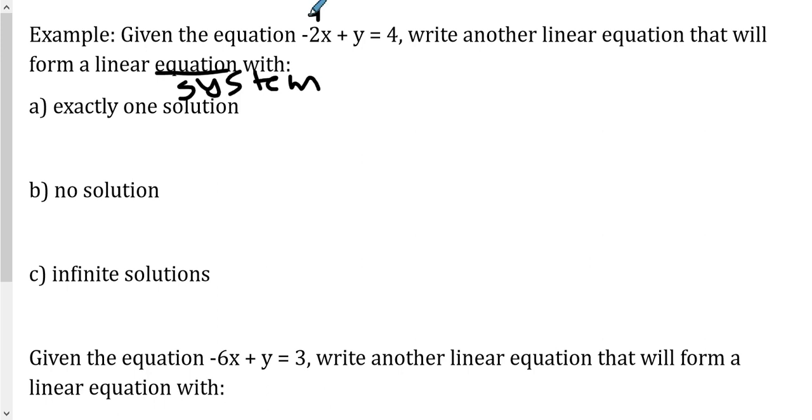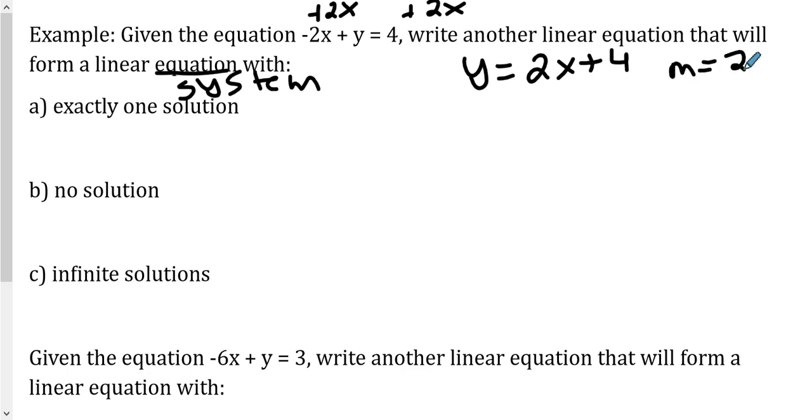So I'm going to bring the 2x to the right side. And I see that my first equation looks like y equals 2x plus 4. So I have a slope of 2, and I have a y-intercept of +4. Well, to have one solution, I need a different slope. So now it's up to me. I get to choose any slope, and as long as it's different, these will have to have one solution.